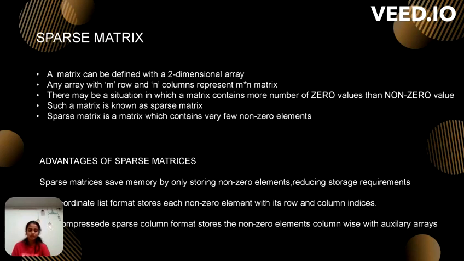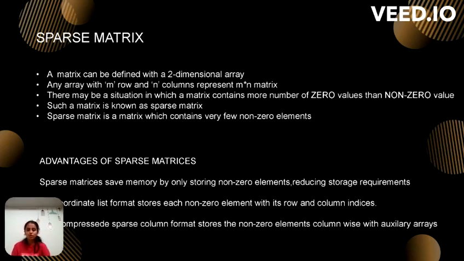Then computing time. In the case of searching in a sparse matrix, we need to traverse only the non-zero elements rather than traversing all the sparse matrix elements. It saves computing time by logically designing a data structure traversing non-zero elements. Basically, a sparse matrix saves memory by only storing non-zero elements, reducing storage requirements, and a list format stores each non-zero element with its row and column indices. Sparse column format stores the non-zero elements column wise with auxiliary arrays.